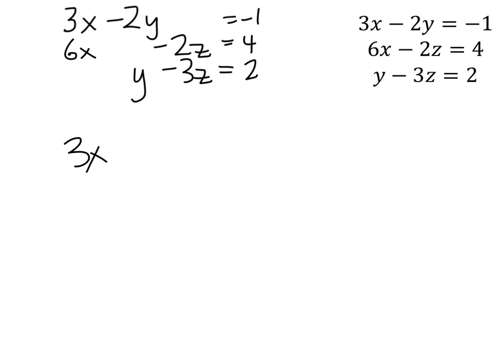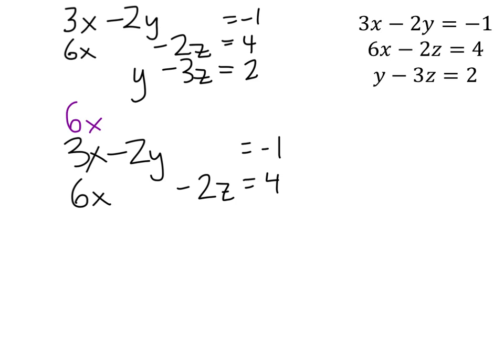So we'd have 3x minus 2y equals negative 1, and the second equation, 6x minus 2z equals 4. So in order to eliminate one of these variables, and it looks like the only one we really can eliminate there is the x's, we need them to have the same coefficient of x, which would be 6. So in other words, this top equation, instead of being a 3x, we need it to be a 6x. And to do that, we would have to multiply the 3 by 2.